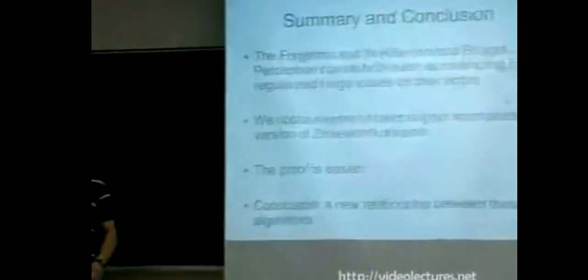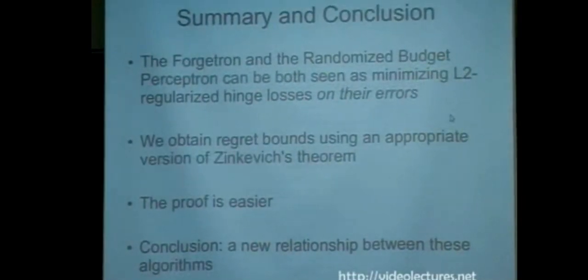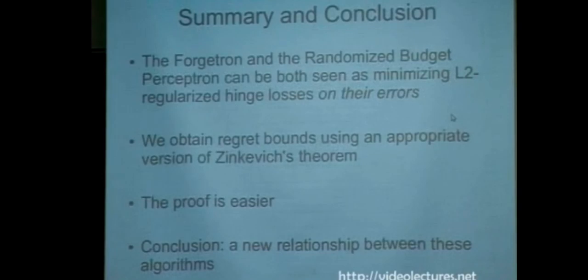So I'll start with the last slide, with a summary and conclusion. There are two budget perceptron algorithms which I care about in this talk: the forgetron and the randomized budget perceptron. My main result shows that both algorithms are following the gradient of an L2 regularized hinge loss on the points in which they make mistakes, plus some noise. Using this observation, we can prove their regret bounds using online convex programming results relatively easily, without using heavy math. So that's it.